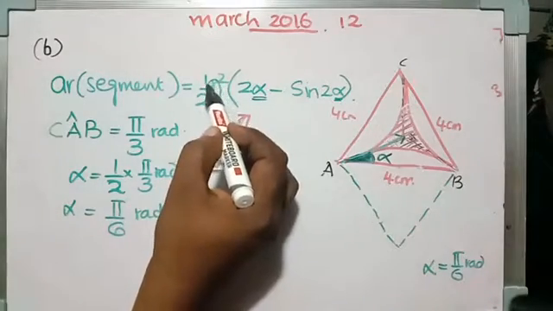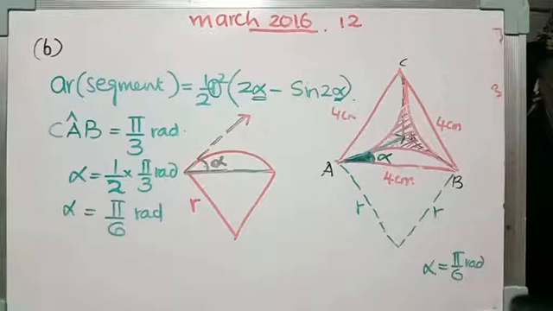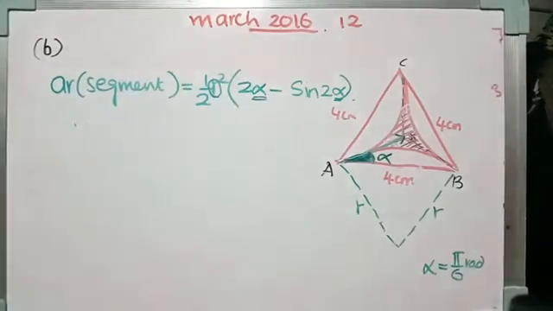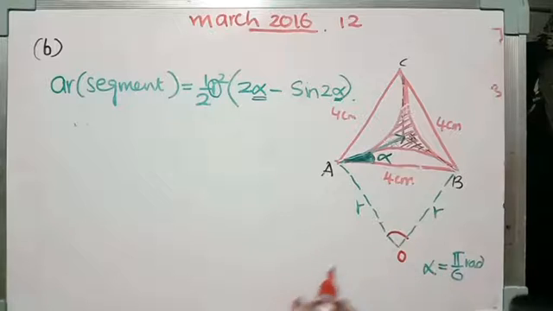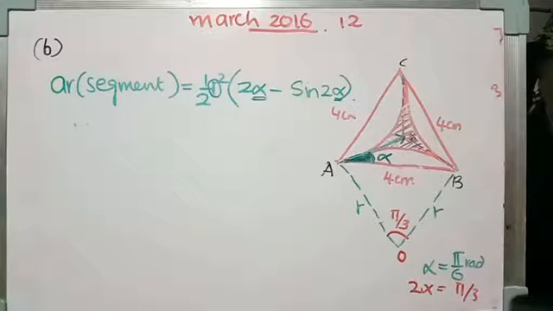Now we need to think about r, radius. This is r. So how do you find r here? To find r, we already know that this angle is 2 alpha, that is 2 into pi by 6. So 2 alpha is 2 into pi by 6, that is pi by 3. So to find the value of r, we can use cosine rule.